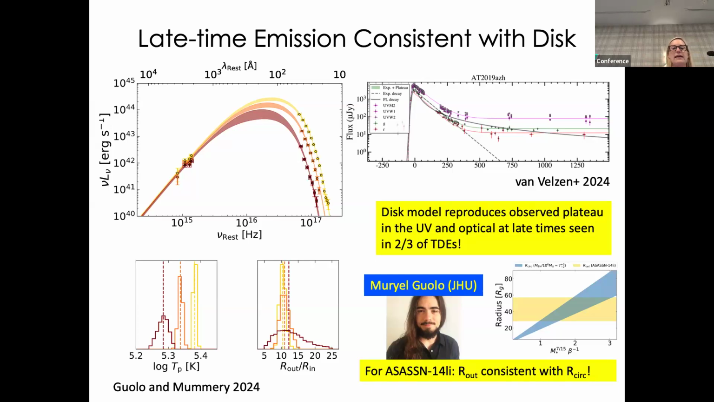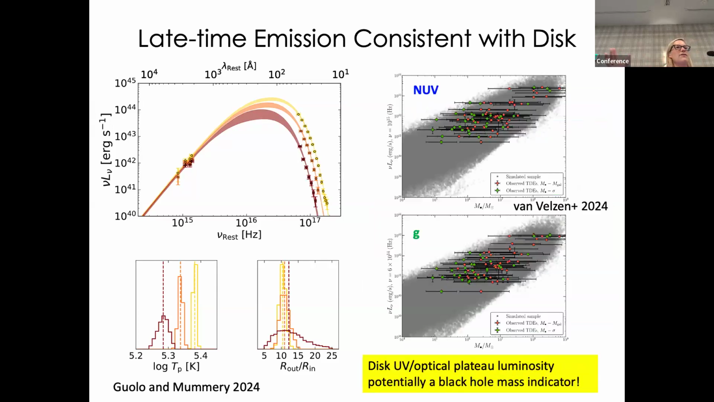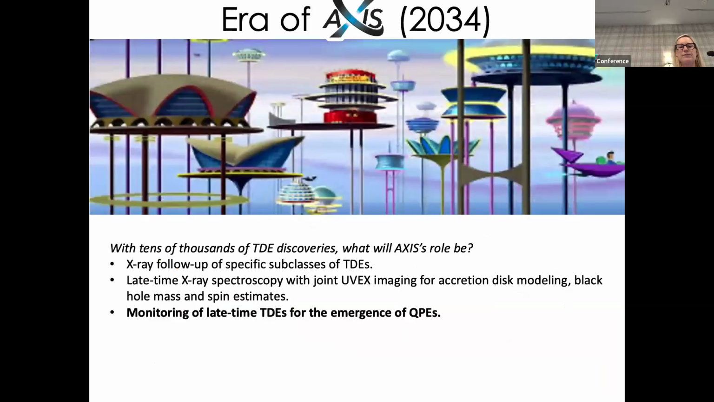So this is really exciting, sort of detailed disk physics that you could do at late times in tidal disruption events with careful joint UV and X-ray observations. There's also a very fun result that if you look at very late times, the UV emission from this disk tends to plateau, and you can actually use the plateau luminosity to infer the central black hole mass, because there appears to be a strong correlation.